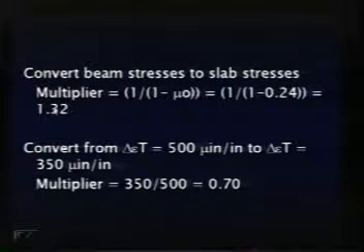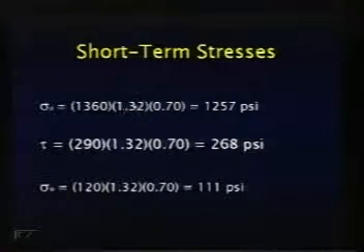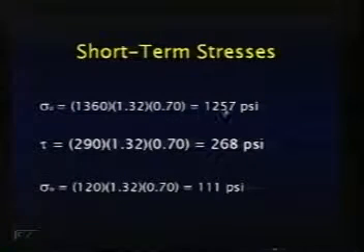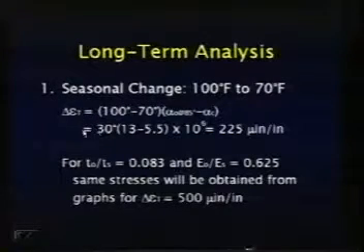So if you haven't gone to sleep yet on me, then we take the stresses we got from the curves, multiply them by the two multipliers. This is to correct it to a slab stress. This is to correct it from 500 microstrain back to 350 microstrain. This gives us then the stresses for the short-term conditions. We go through and do the same thing for the long-term analysis.